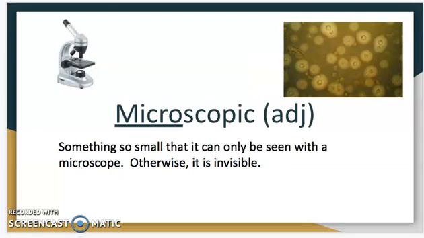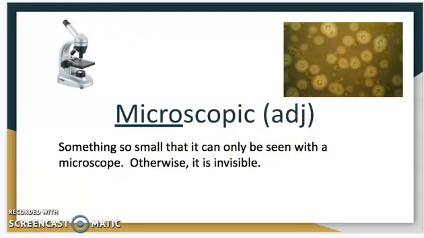Okay, the next word is microscopic. Microscopic. This has a prefix, micro. The prefix micro means small, very small, micro. So this is an adjective. It's something that describes something.